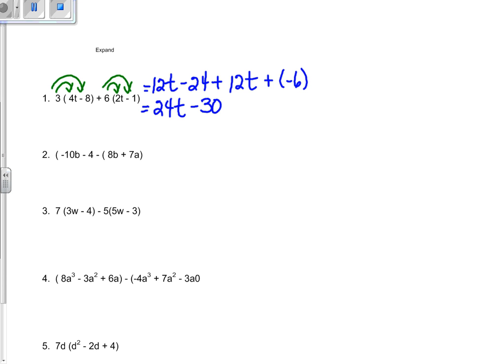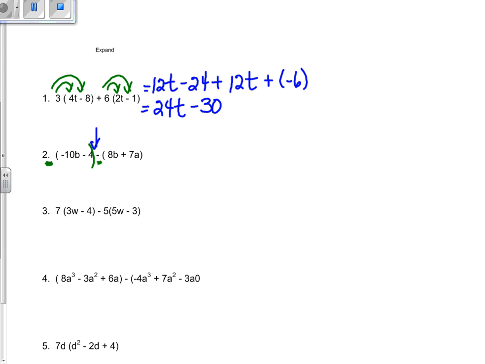The next one is missing a bracket. Oops, sorry. −10b − 4 − (8b + 7a). So I have b's and numbers and a's. We're going to collect like terms. There are no numbers out the front, so I don't have any distributive law to do, except this negative can be a problem.